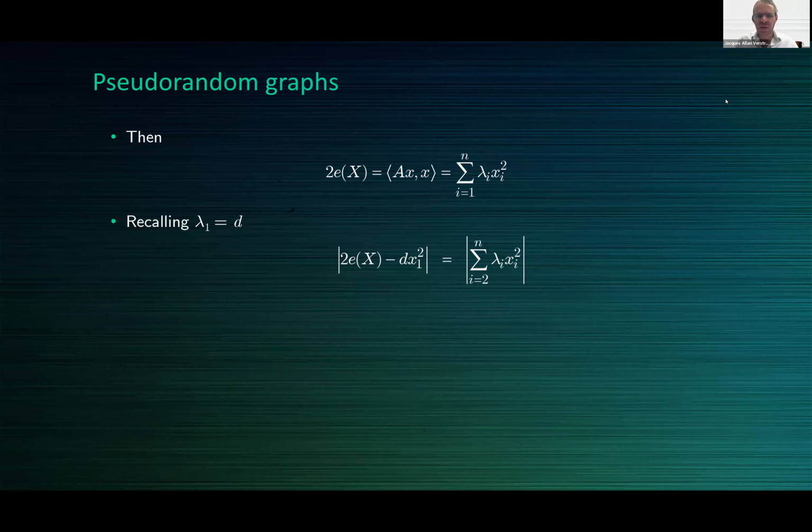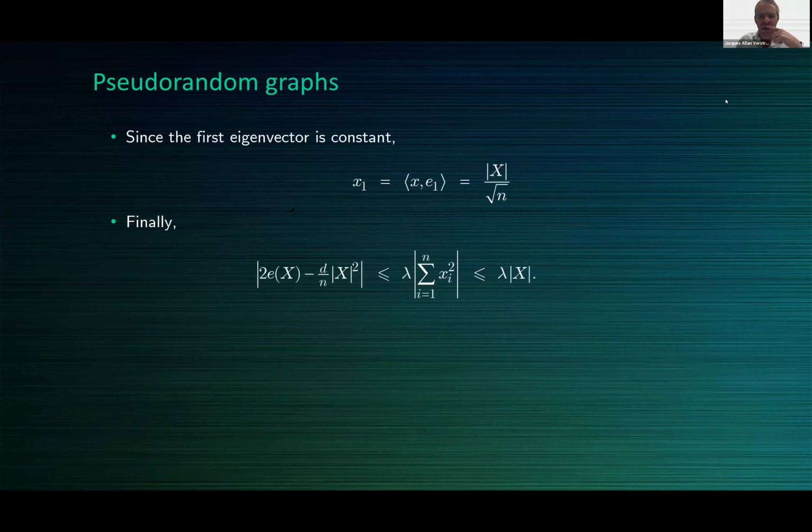So this relates the deviation of twice the number of edges in a set X from d times the first entry of the eigenvector to some sum of eigenvalues. And so we know the first eigenvector is constant, right? Remember, I said the first eigenvalue is d, corresponding to the all one eigenvector normalized.